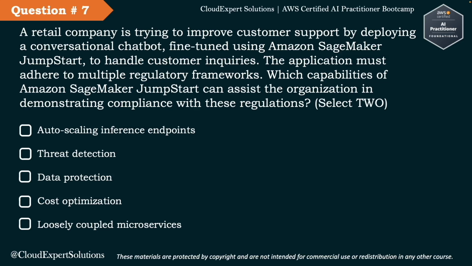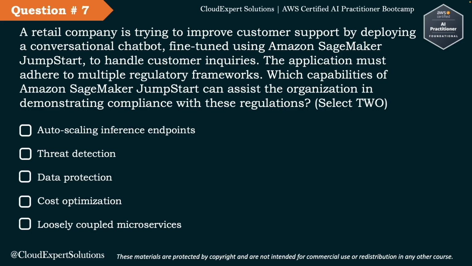Let's review question number 7. A retail company is trying to improve customer support by deploying a conversational chatbot fine-tuned using Amazon SageMaker Jumpstart to handle customer inquiries. The application must adhere to multiple regulatory frameworks. Which capability of Amazon SageMaker Jumpstart can assist the organization in demonstrating compliance with this regulation? And we have to select two options. Now let's review the options one by one.